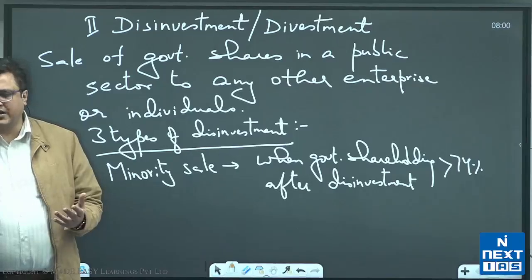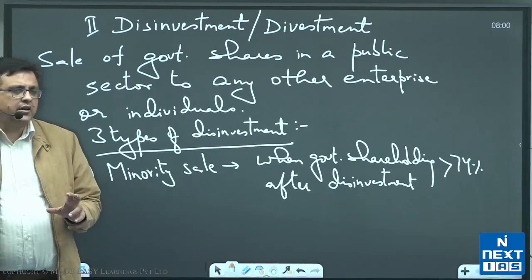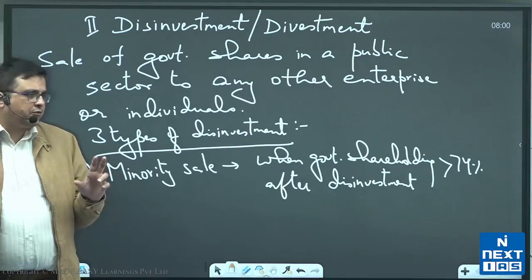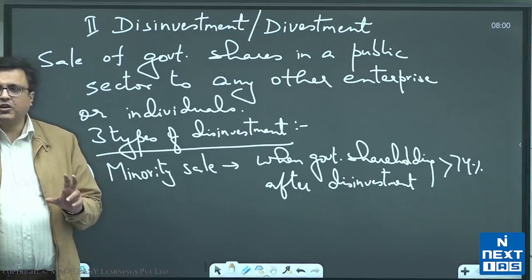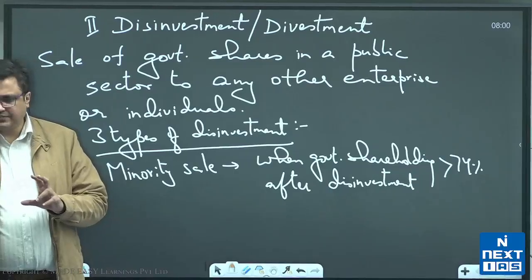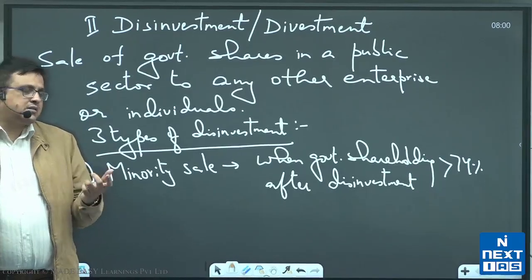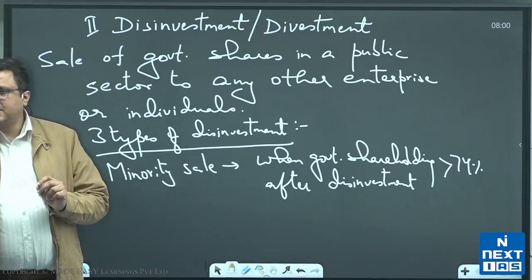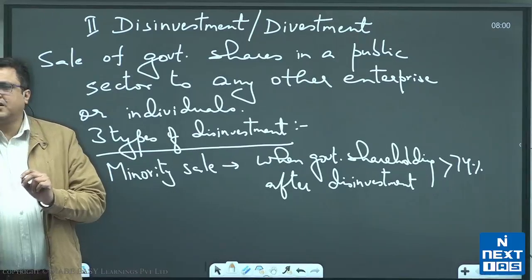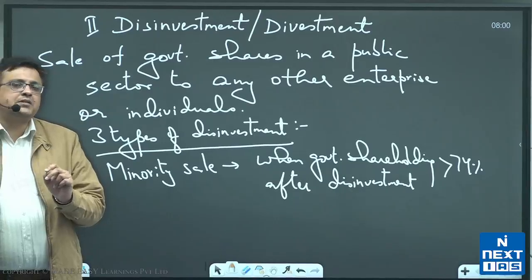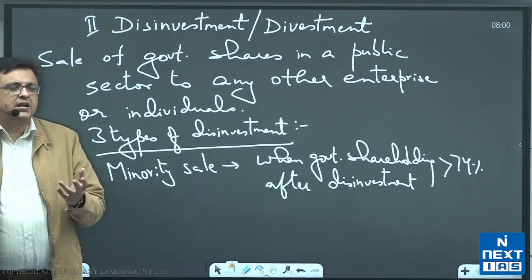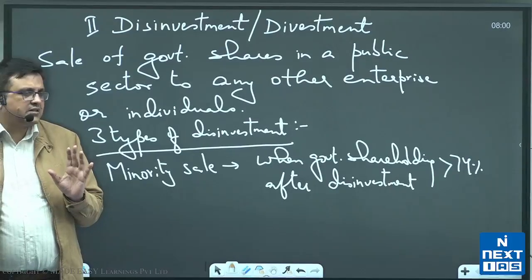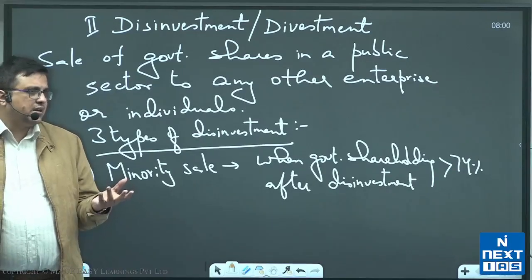If government shareholding even after disinvestment are more than 74%, we call it minority sale. Now why this? Because according to Indian corporate laws, if one institution controls more than 74% share in any company, then it is as good as controlling 100%. All right, it is like that. That is why it is said to be minority sale.